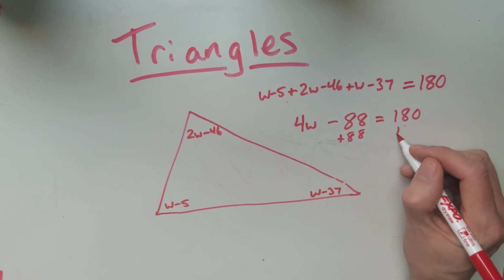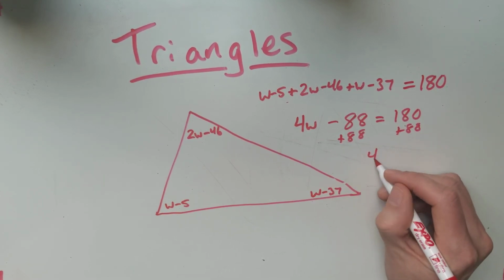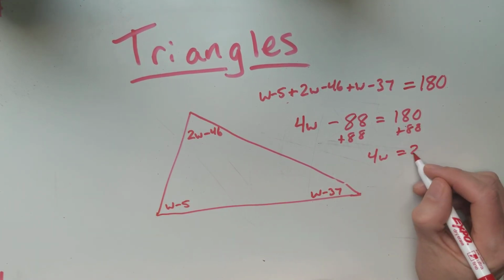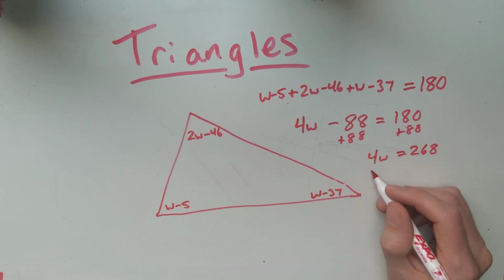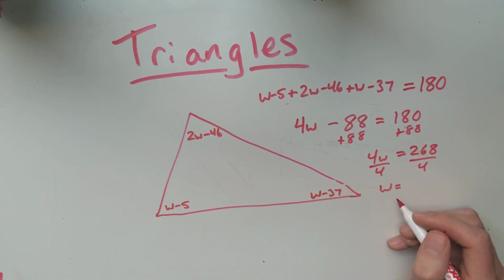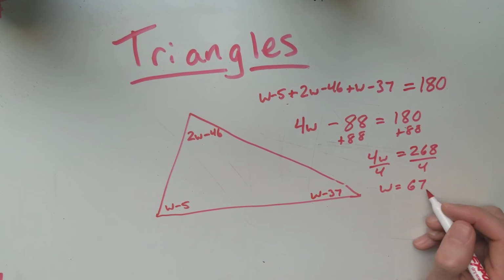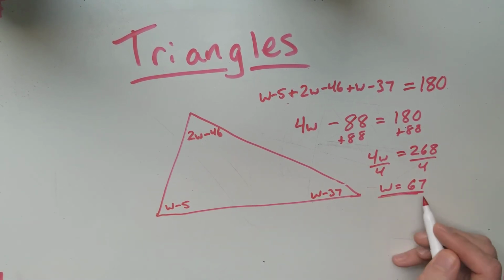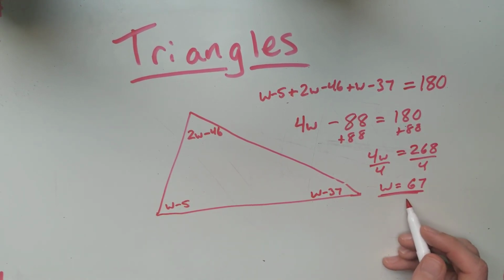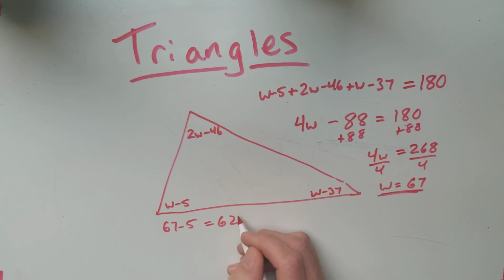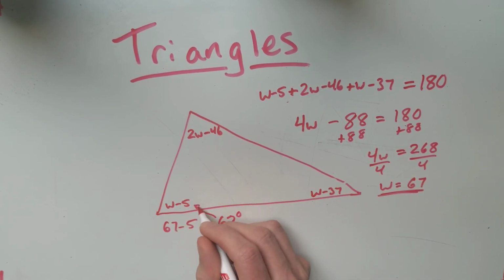Get all of your constants to one side. So add 88. So 4w, when you add 88 to this, you're going to end up with 268. And then you just need to divide by 4. So you should end up, when you divide by 4, with 67. And then you have your value of w. So we found the value of the variable. Now if we want to figure out the angle measurements, well, down here you would do 67 minus 5. So this angle has a measurement of 62 degrees. That would be this angle.